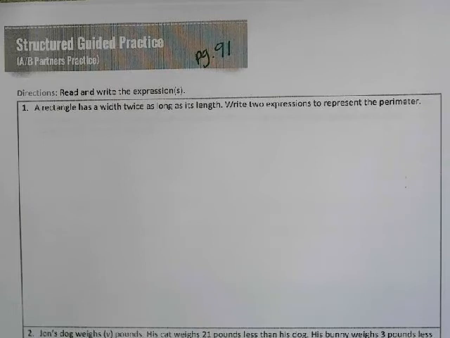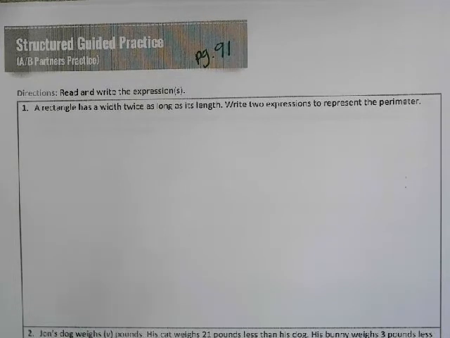Okay, so now on page 91, we're looking at number 1 first. A few things while we write this down: I am just going to highlight keywords and key numbers that we're going to use in our expression. So the problem reads, a rectangle has a width twice as long as its length. We're just going to write one expression. Write an expression that represents the perimeter.